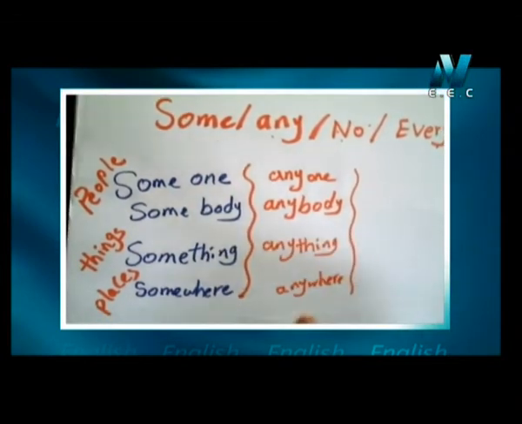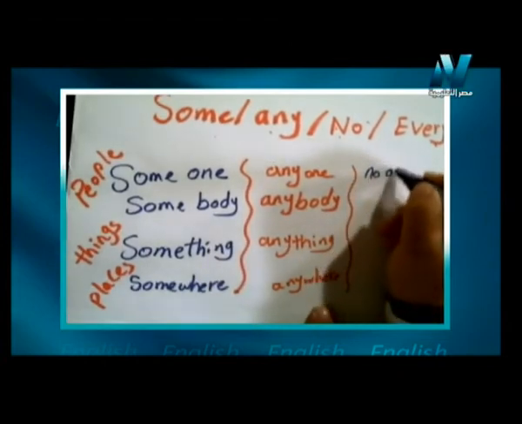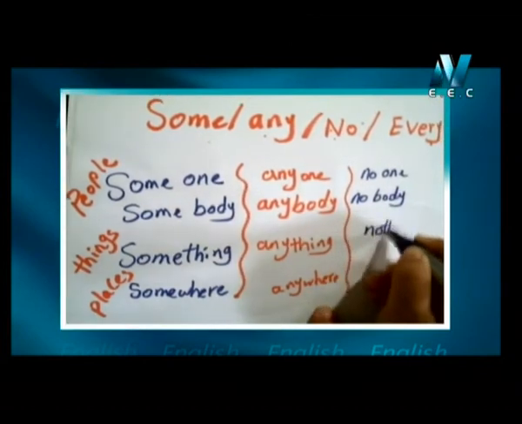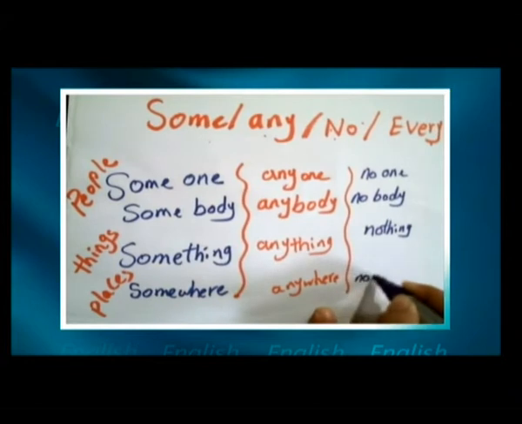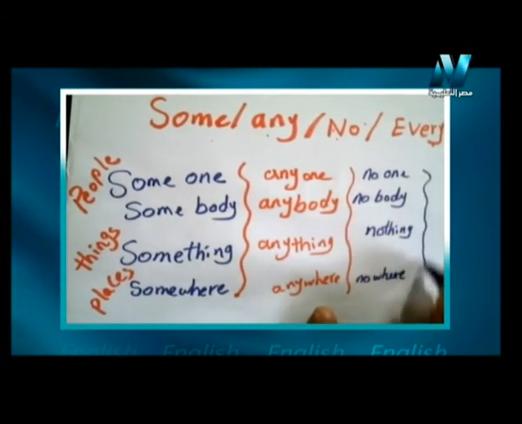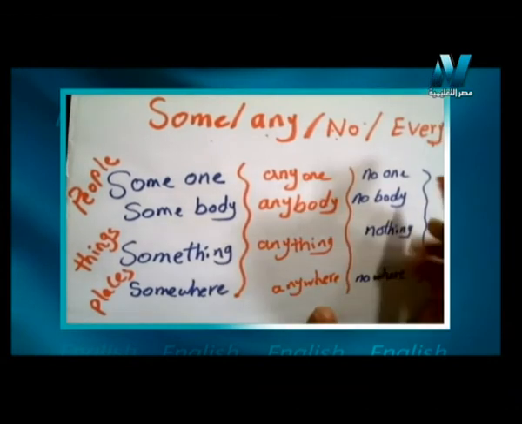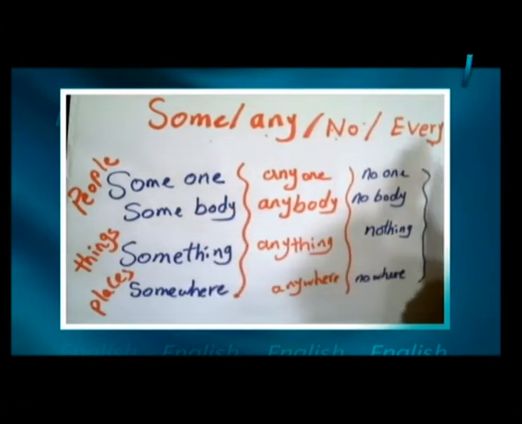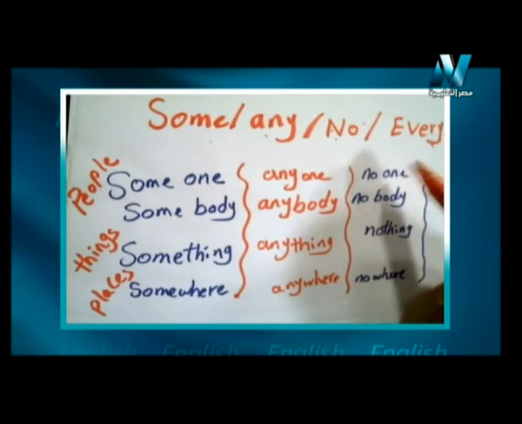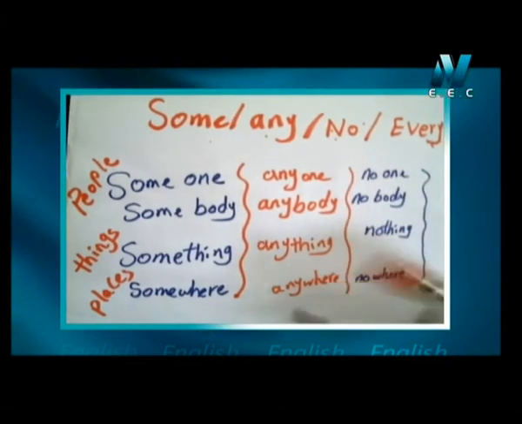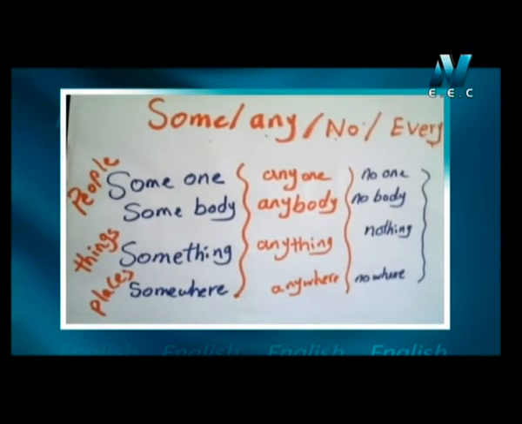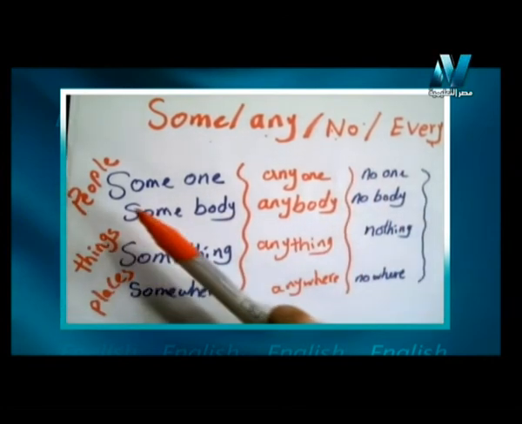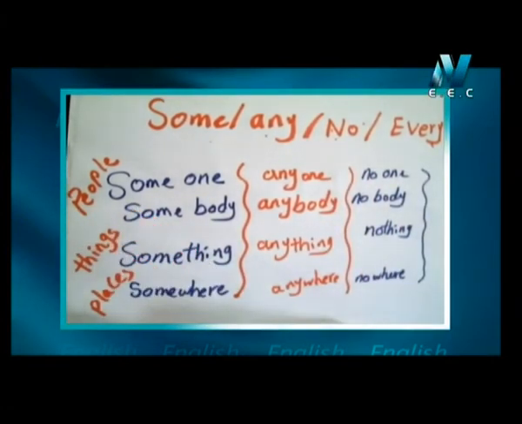The word no, for people, no one or nobody. For things, nothing. For places, nowhere. Every, when I use every for people, it's going to be everyone or everybody. For things, everything, and for places, everywhere. Again, the words some, any, no, or every, 4 words. I can use them to speak about people, things, or places.